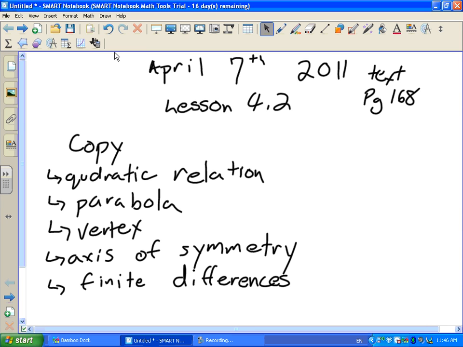You guys are on text page 168. Oh, what's your blue notebook page? Blue notebook 275. Oh, sorry, 279. Okay, these are the definitions.